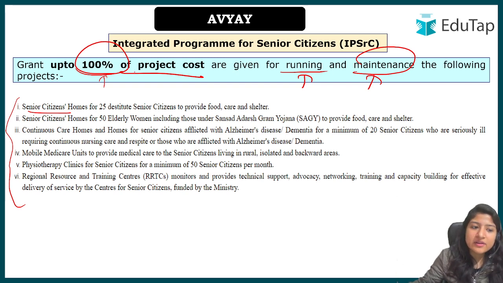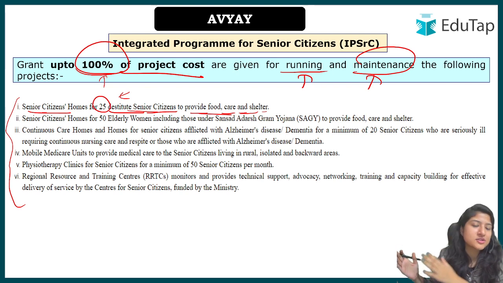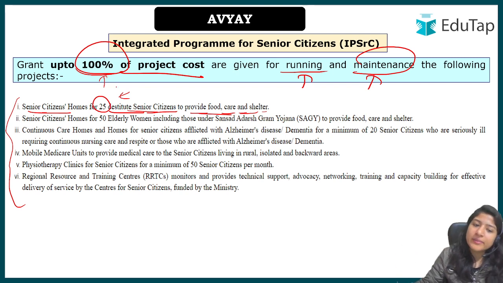For example, if we look at a senior citizen home for 25 destitute, means poor, very poor, senior citizens, to provide food, care and shelter. It means that if some organization is focusing on senior citizen homes, it will make the homes and run and maintain them for the destitute senior citizens to provide food, care and shelter. And what is the number that should be placed? That is 25. For that the government will provide the support.